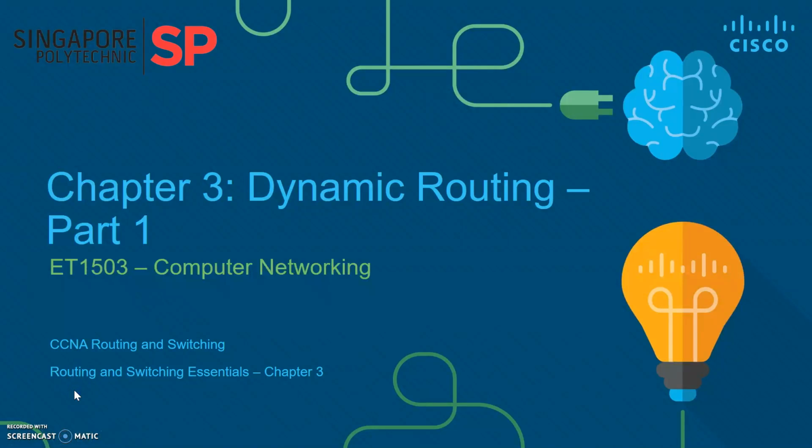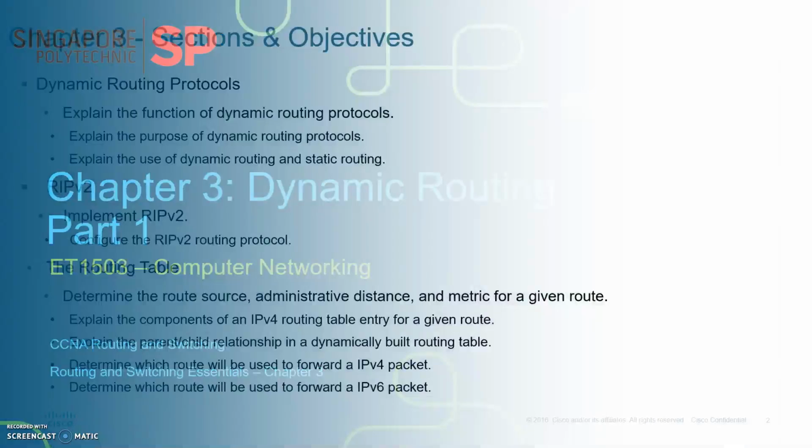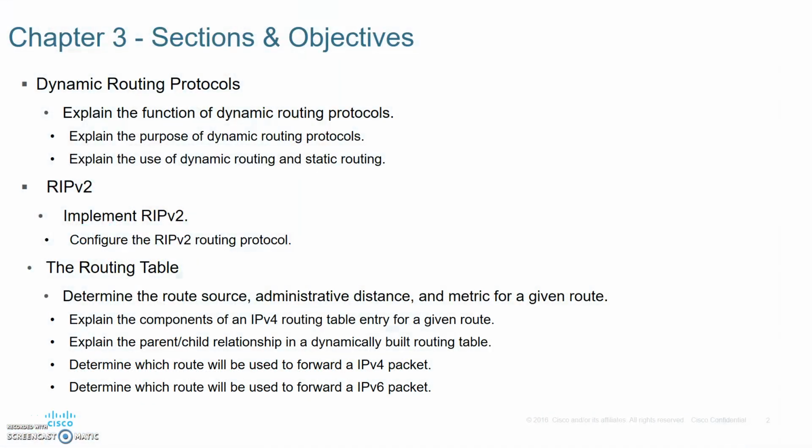Chapter 3 on Dynamic Routing Protocol. In this chapter, we look at Dynamic Routing Protocol, what's the purpose of running a Dynamic Routing Protocol, and how do we use Dynamic Routing Protocol together with static routing. In particular, we'll look at RIP version 2 and how do we configure RIP version 2.